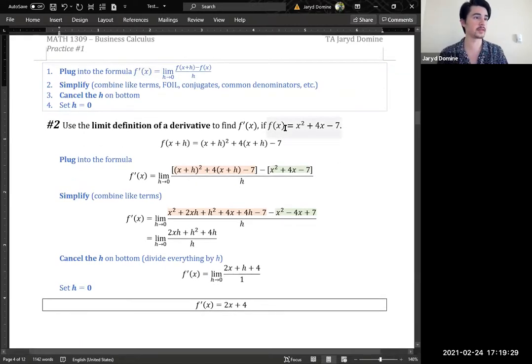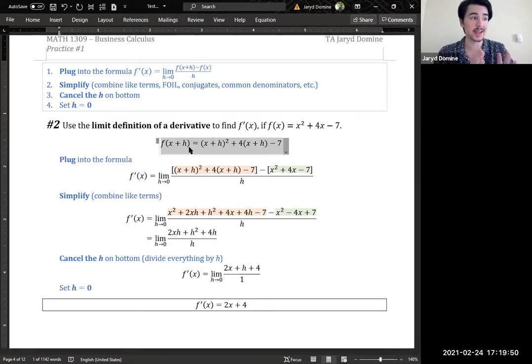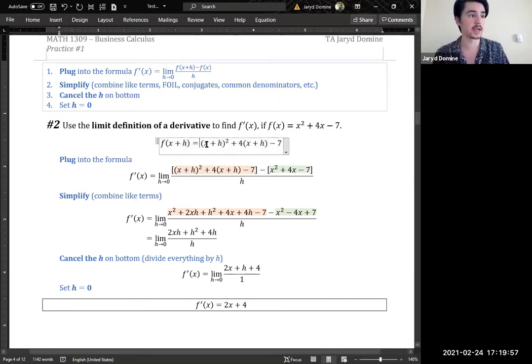Okay, for number 2, we are given this function. Use the limit definition of the derivative to find f prime of x if f of x equals x squared plus 4x minus 7. First, I wrote down what f of x plus h is because we're going to need that. All you need to do to get f of x plus h is put in x plus h wherever there's an x. So x squared becomes x plus h squared, 4x becomes 4 times x plus h, and then minus 7. That's all you need to get f of x plus h, and then we have everything we need for our formula.